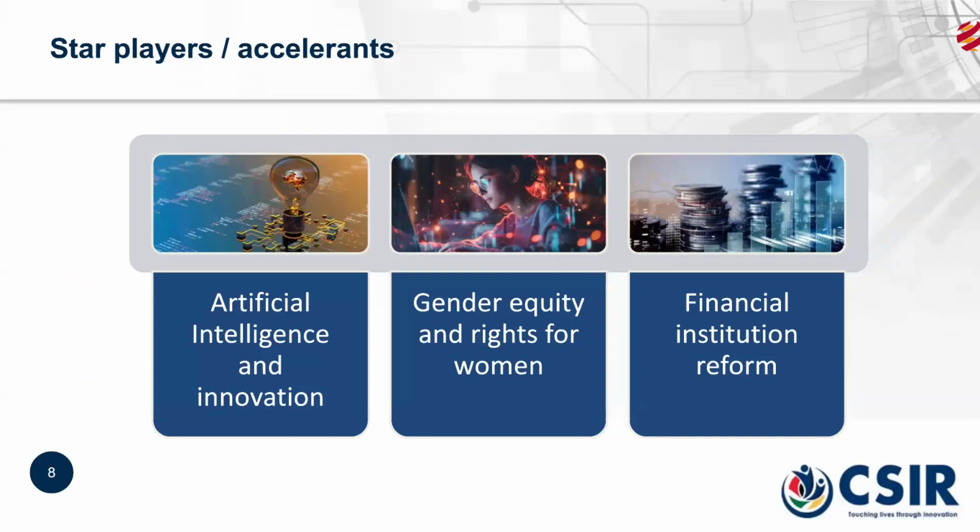We'll move to the next slide. Artificial intelligence and innovation, gender equity, more specifically women's power, and financial institutions and the reform that's required in terms of finance. Now, for the purpose of today's session, we're going to focus on the first one, which is artificial intelligence and innovation. And when we look specifically at the first 3 goals, for example, we see that there are breakthroughs that are possible now due to artificial intelligence and what it can bring to the table.